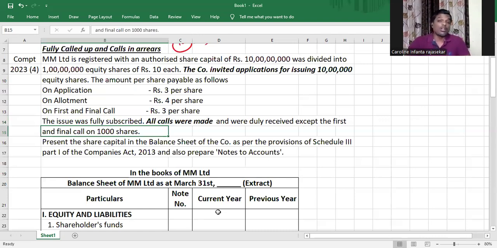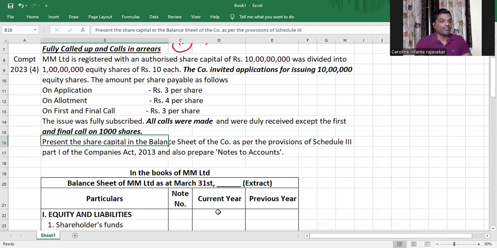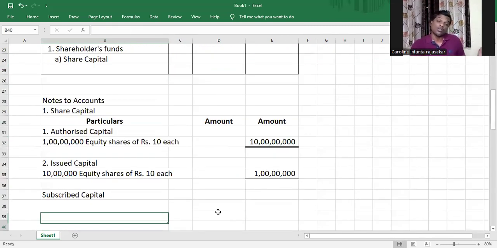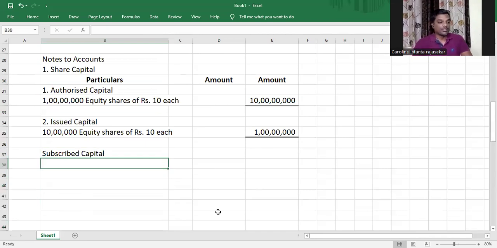So if I fully called up all the shares, there is a possibility for me to have fully paid up shares. On top of that, the question also says that someone did not pay the final call on shares. So there is also subscribed but not fully paid up. The first is subscribed and fully paid up.